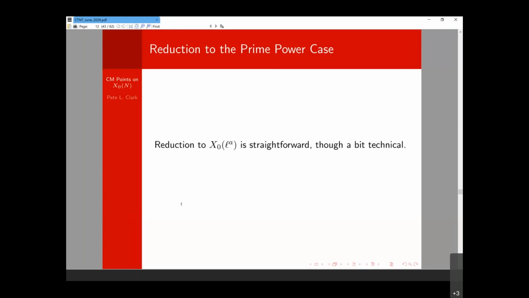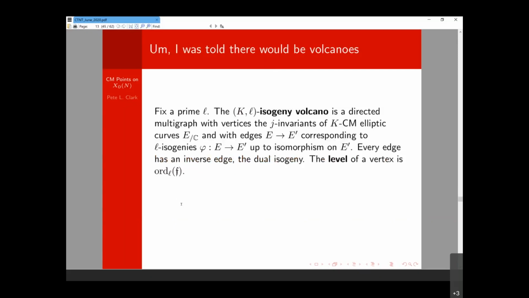And you can do that. It's slightly technical. It's not so interesting, and so I'm actually just not going to talk about it. I made some slides about it, but it's less interesting than the actual prime power case. So trust me that you can reduce the case of trying to understand the field of moduli and account for all the cyclic isogenies. You can do that if you can do that with prime powers. Okay, so now we come to the fun part of the talk.